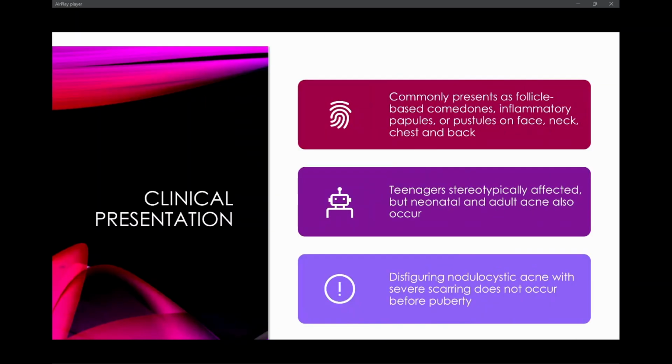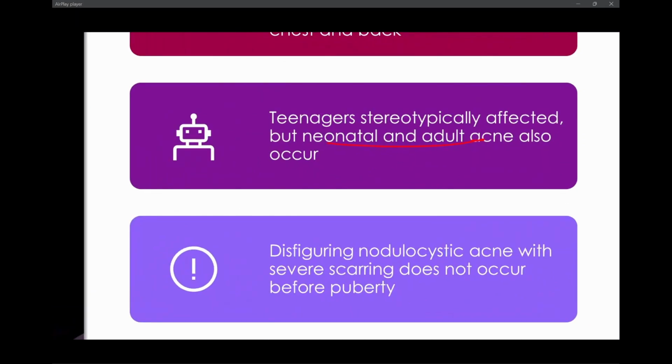Okay, acne commonly presents as follicle-based comedones, inflammatory papules, or pustules on the face, neck, chest, or back. Teenagers are stereotypically affected, but neonatal and adult acne also occur. And it can cause disfiguring nodulocystic acne. If you have the nodulocystic form of acne, it can cause permanent scarring, and it usually does not occur before puberty. It's later on.